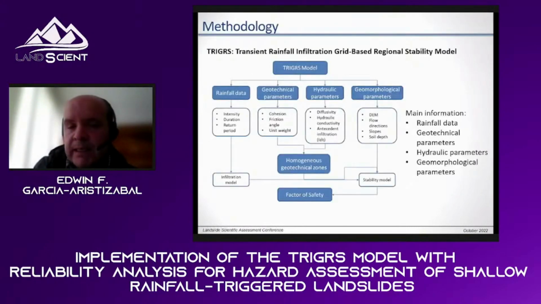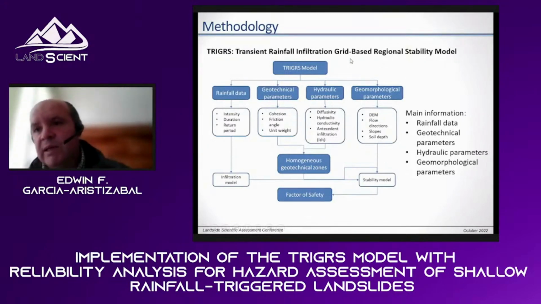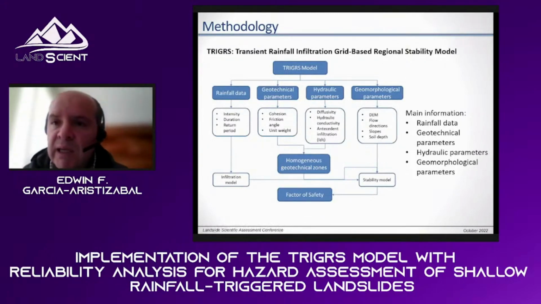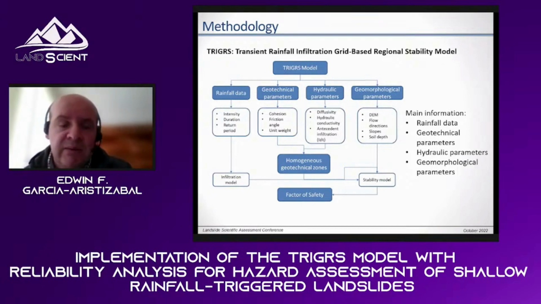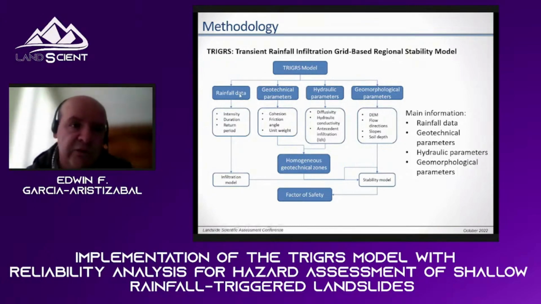Methodology. In our case, we use one region in Colombia, in the Aburrá Valley, not exactly in Medellín city. We use some information in order to make susceptibility maps. Then we employ rainfall data. We use intensity, duration, and return period.